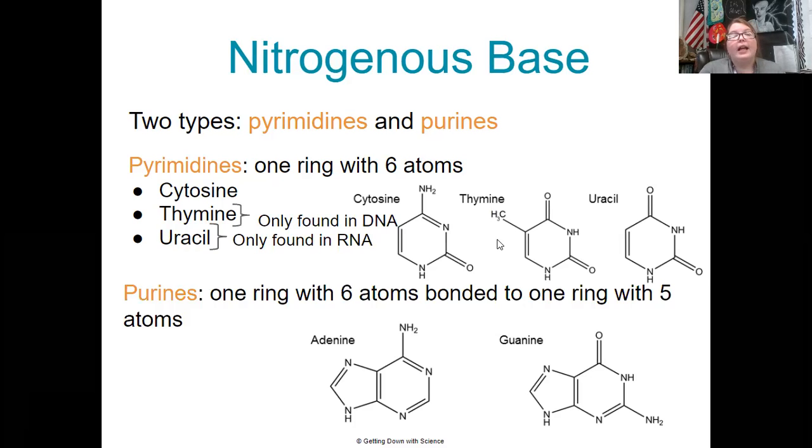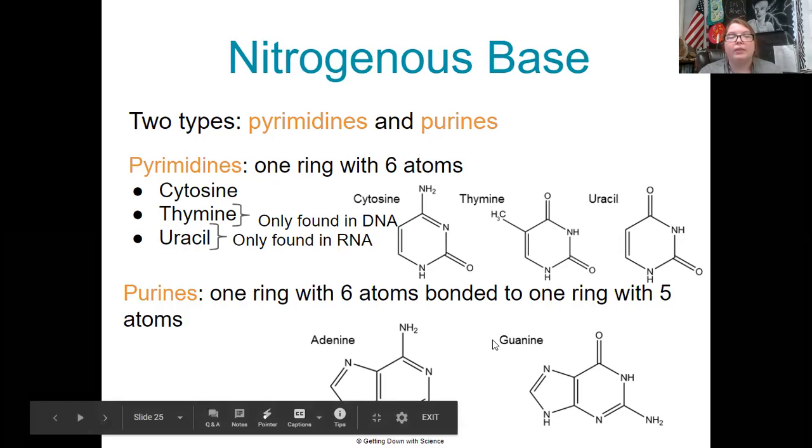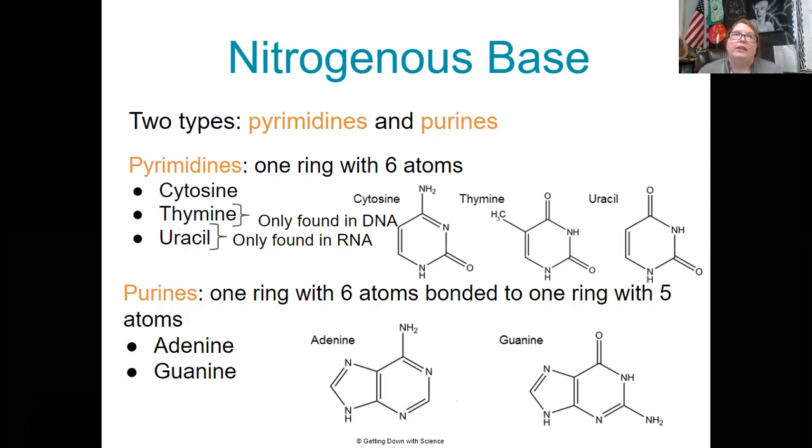So purines have 1 ring with 6 atoms bonded to a 5-atom one. So we have these double rings here for purines. So that's our adenine and our guanine. And they don't really get into it in the AP curriculum as much, but there was a man named Chargaff, I believe, that he figured out that the amount of A always equals the amount of T and the amount of C always equals the amount of G, because we always pair a pyrimidine with a purine. You see how they're shaped is they fit together better, right?